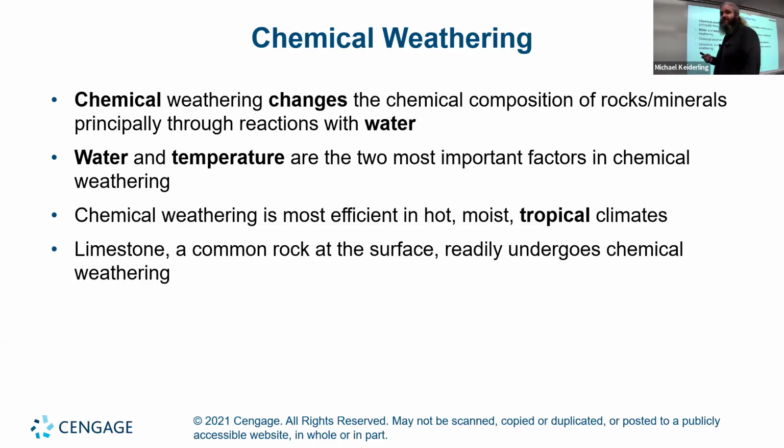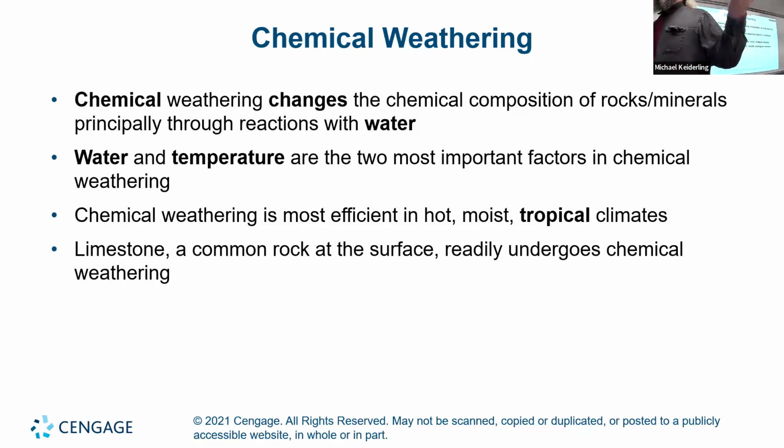Chemical weathering is the process where the chemical composition of rocks or minerals changes, and this is principally through reactions with water. Certain minerals can dissolve in slightly acidic water. So water and temperature are the two most important factors in chemical weathering. If there's not a lot of water, you don't get a lot of chemical weathering because you need water to dissolve things in. If it's cold, it's harder to dissolve things. If you want to dissolve more stuff in some water, you heat it up.